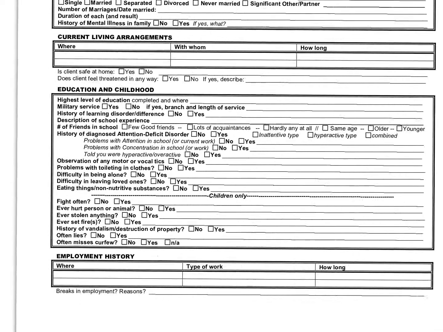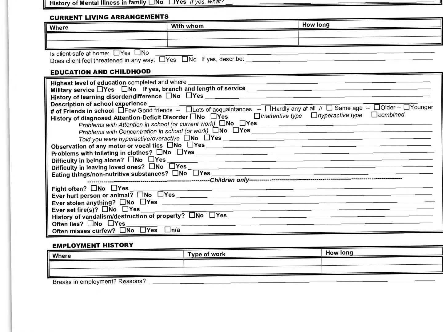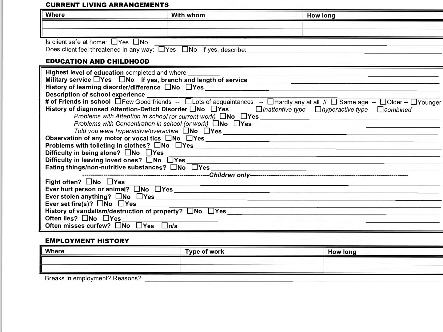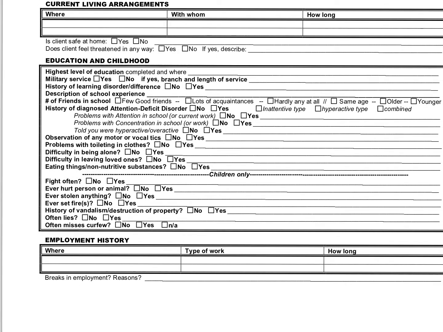Moving on to education and childhood. What's your highest level of education? Have you been in the military? If so, what branch were you in? How long were you in? What was that like? Have you ever had a history of learning differences, difficulties in school when you were in school? How would you describe your experience in school?